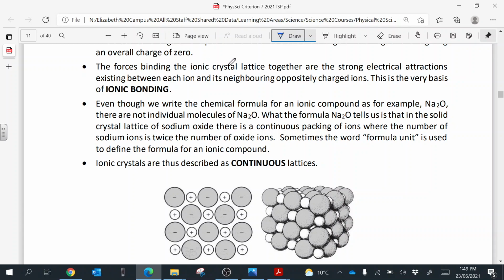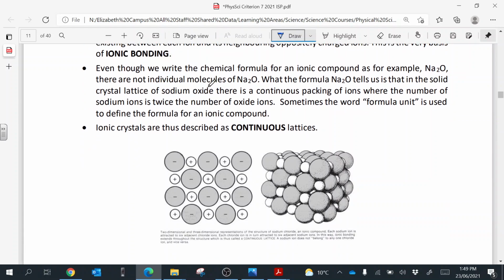The forces binding the ionic crystal lattice together are the strong electrical attractions existing between each ion and its neighbouring oppositely charged ions. This is the very basis of ionic bonding. Okay, we've said that a few times already.